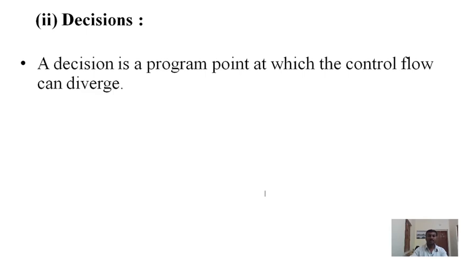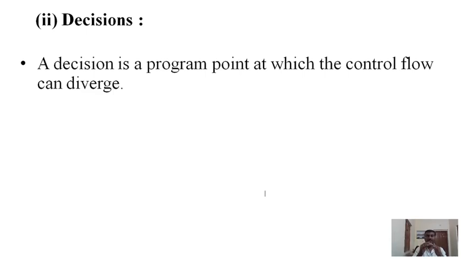The same concept we discuss in the name of decisions. So what is meant by a decision? A decision is a program point at which the control flow diverges. If the control is flowing sequentially one by one and a decision occurs, then based on the decision, if the decision is correct, it goes the yes way.